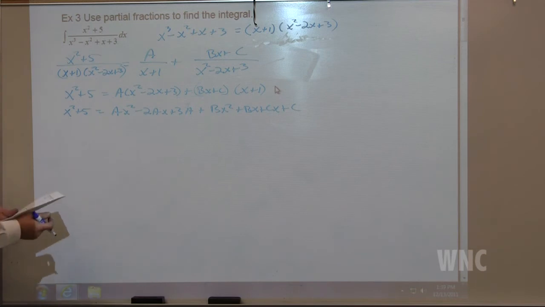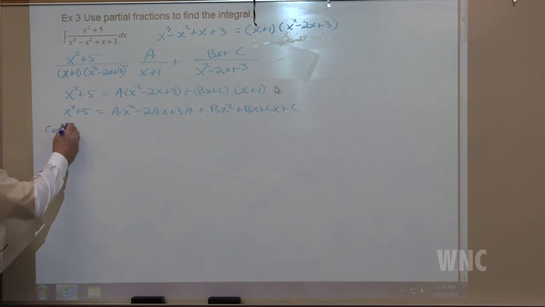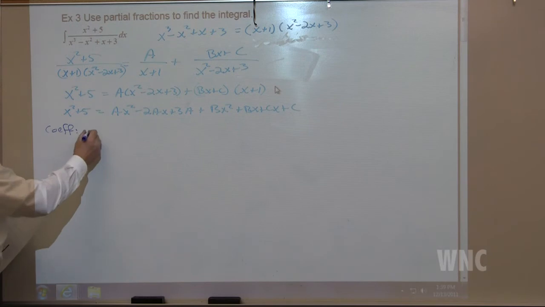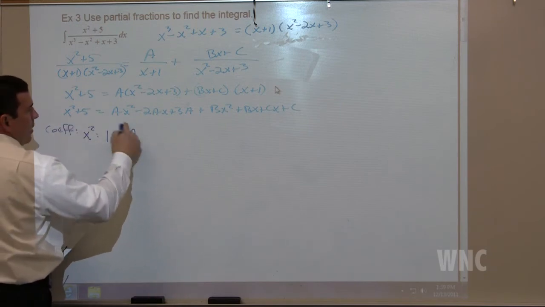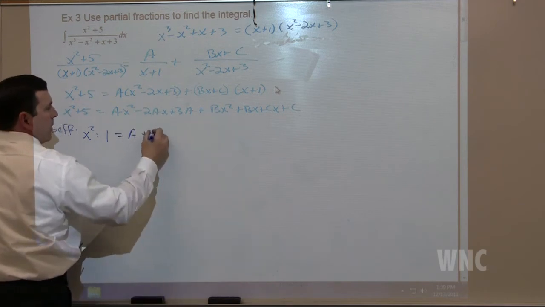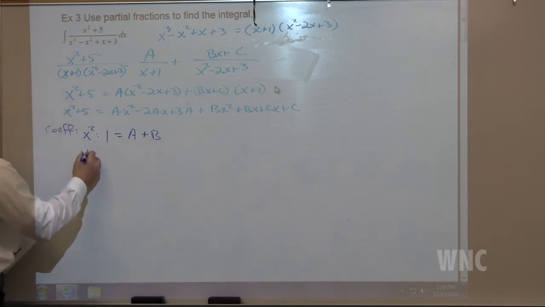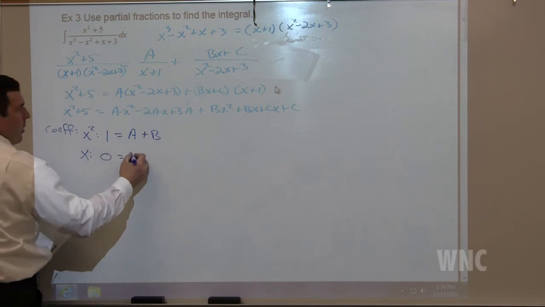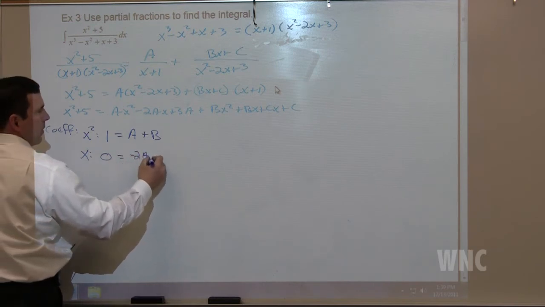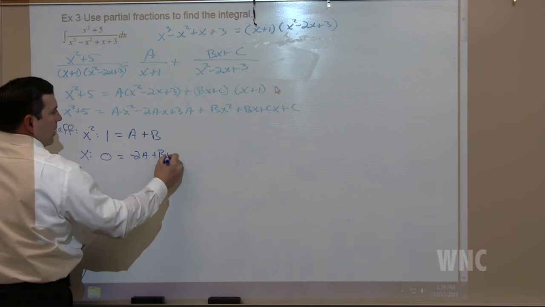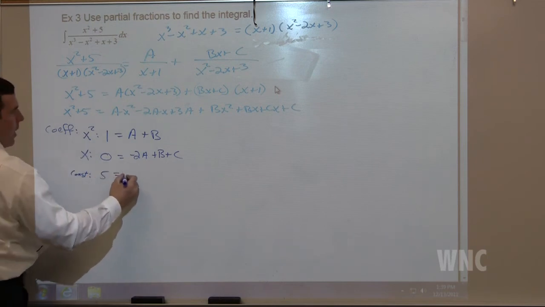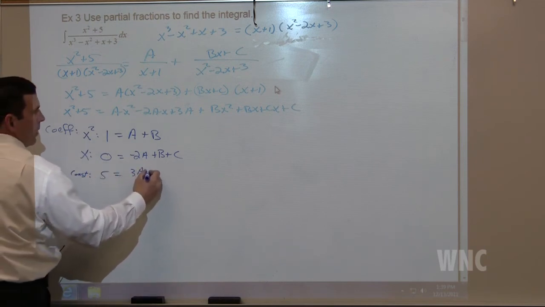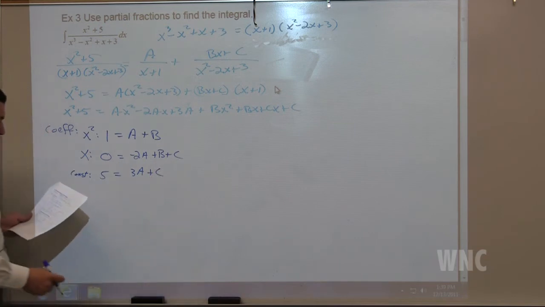So at this point we'll look at coefficients. For x squared, on the left we have a 1, on the right we have a as a coefficient plus b. For x, on the left we have a 0, on the right we have negative 2a plus b plus c. And for the constants, on the left we have 5, on the right we have 3a plus c.